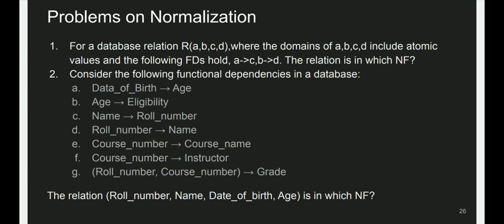Now the second question, we have been given some functional dependencies. You assume that the values are atomic and they are giving a relation with roll number, name, date of birth and age, and asking which normal form it is in. So first of all you have to determine the key and then try out which normal form it is. As it is atomic, it should be first normal form. Then you have to try the condition for second normal form and then third normal form. The answer will be first normal form. You can try it out yourself.